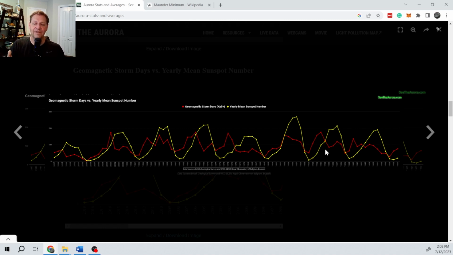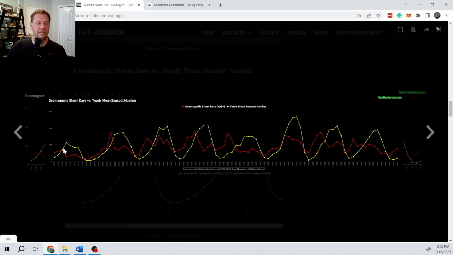So I think there are two takeaways: that there's definitely quite a bit of variation in the number of high KP days when there's more sunspots, but it actually seems to happen a little bit later in the cycle after the sunspot peak. And then the other is that it doesn't go to zero.